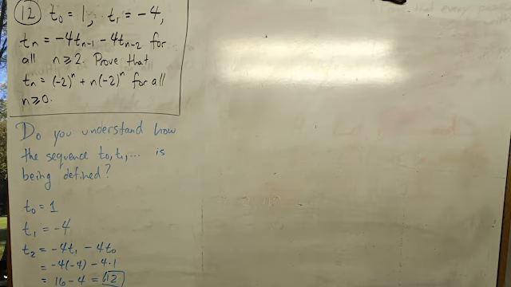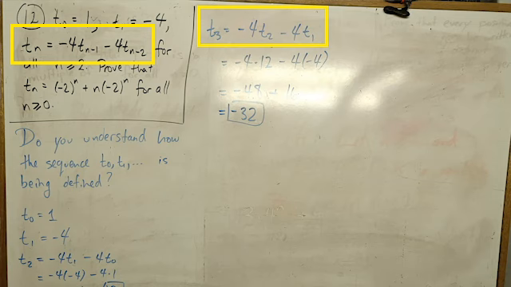How do I know that? It's from the recursive formula. And so that's -4 times 12 minus 4 times -4. And in total, what you end up with is -32.